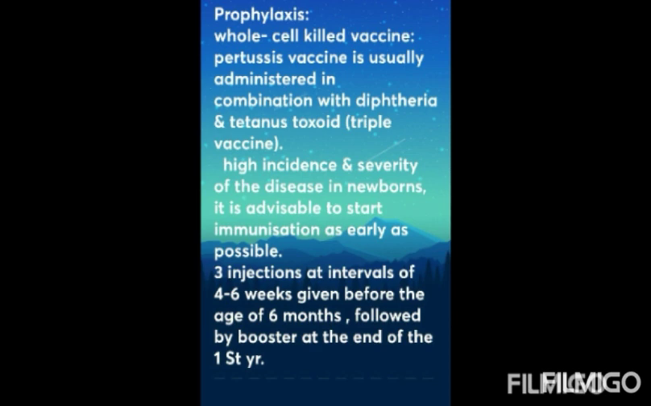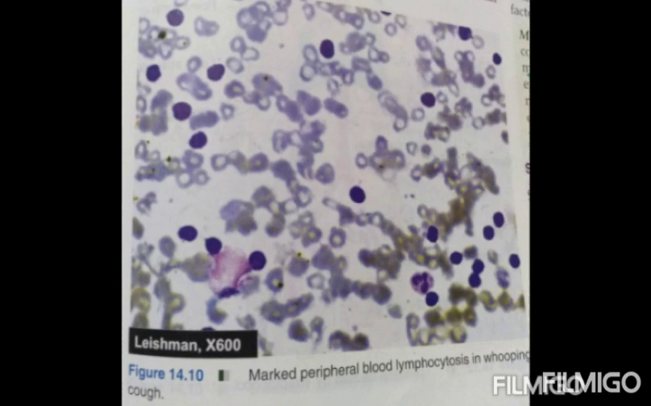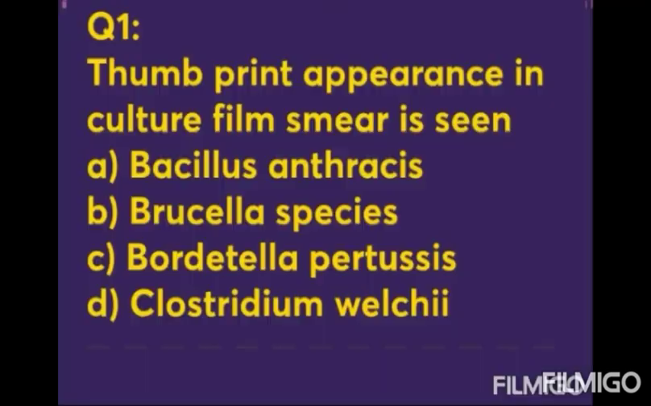So 3 injections at intervals of 4 to 6 weeks are given before the age of 6 months, followed by a booster at the end of the first year. This is the schedule for the vaccination. So this is the prophylaxis. This picture shows marked peripheral blood lymphocytosis in whooping cough. This is an important feature in whooping cough.